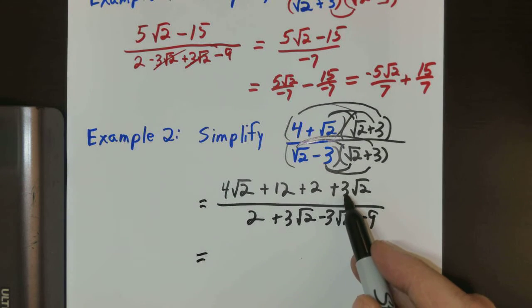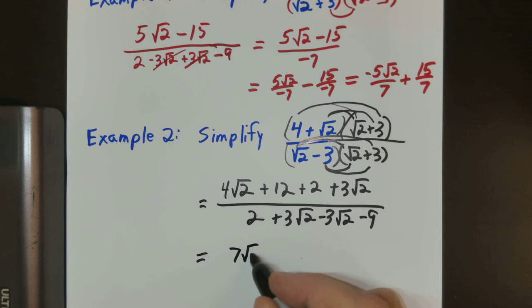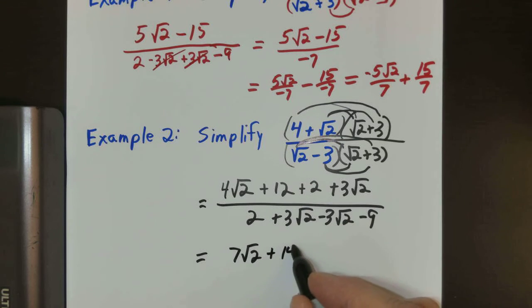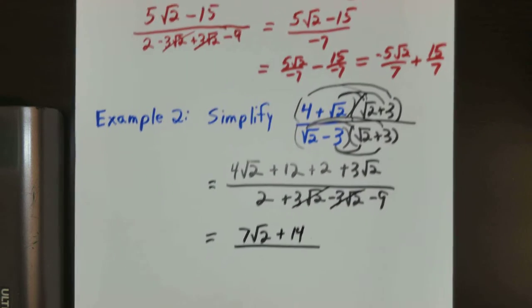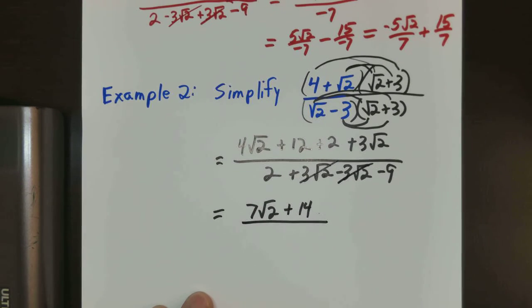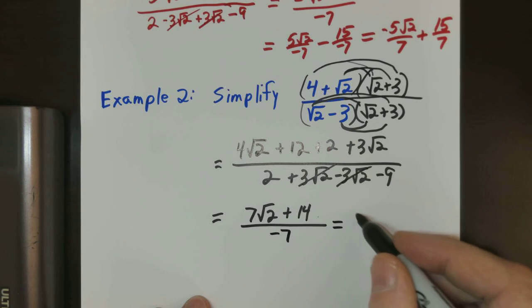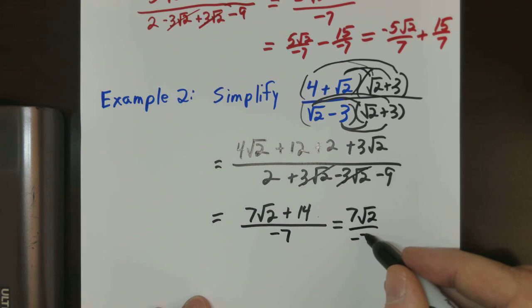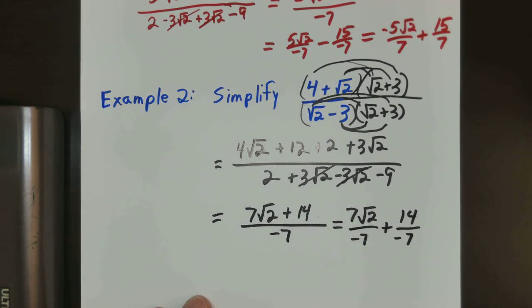4 radical 2 plus 3 radical 2. Simplify the numerator. That's 7 radical 2. Those are like terms. 12 plus 2 is 14. 3 radical 2 and negative 3 radical 2 cancel out. 2 minus 9 is negative 7. So 7 radical 2 over negative 7 plus 14 over negative 7.